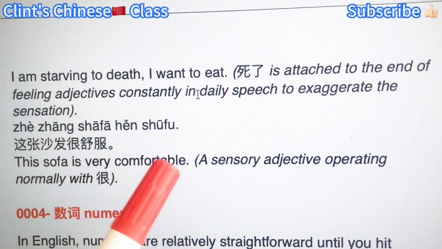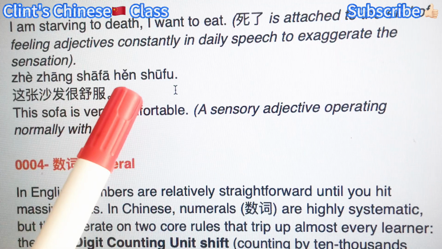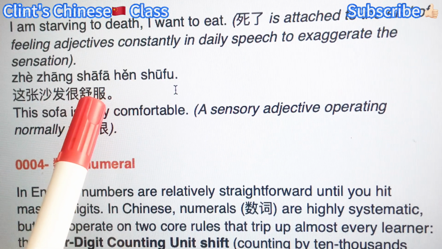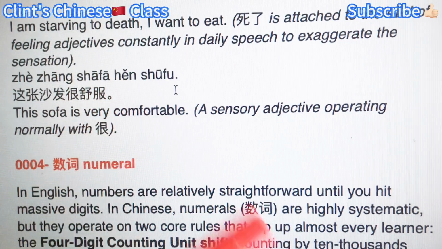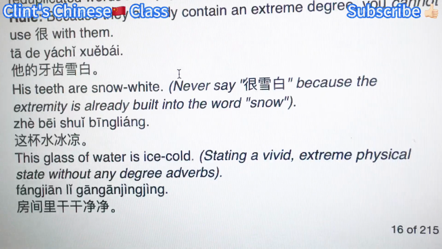Okay, this sofa is very comfortable. 这张沙发很舒服. Again, we use 很 to describe this adjective. Very comfortable. Alright, guys. Remember Chinese vocabulary in this way.